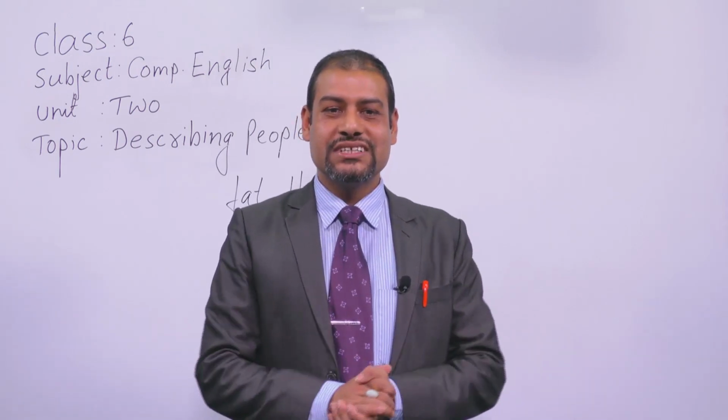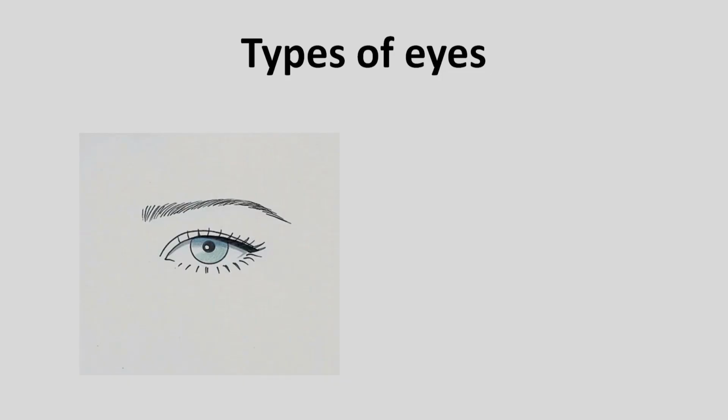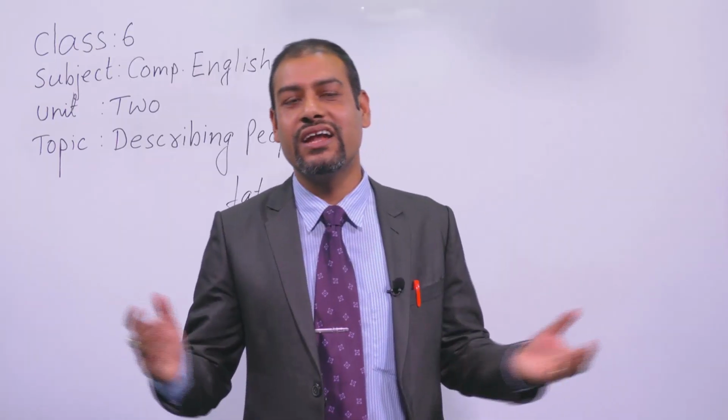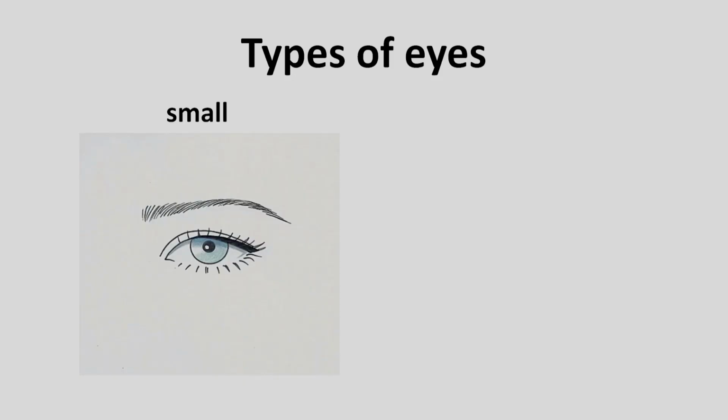So what type of eye is this one? Can you tell me? Can you use the word to describe it? Yes, you are right. This is a small eye. So write down the word small in your notebook under types of eyes. Later on, you can use this word to describe the people who have small eyes.